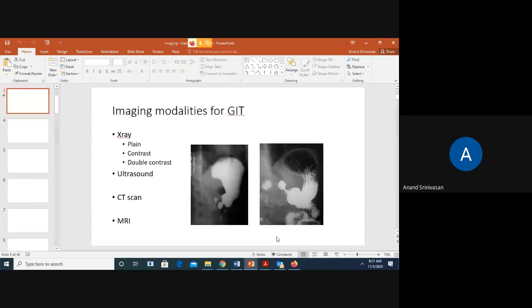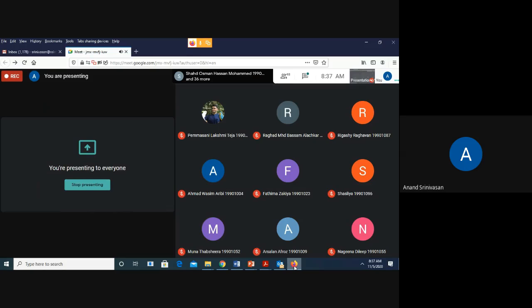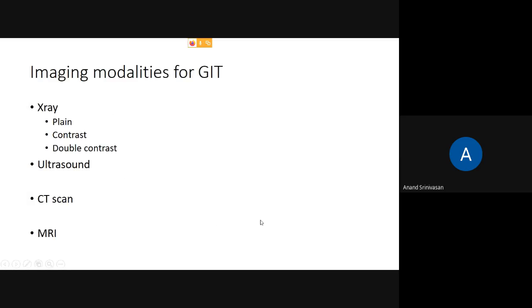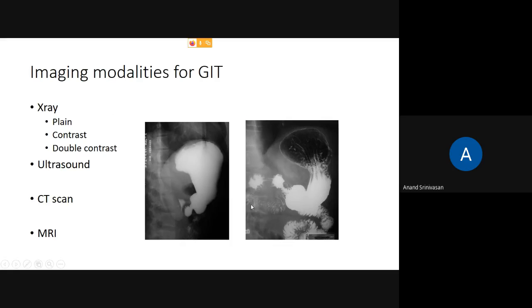Are you able to listen? Are you there? Okay. So this is a contrast X-ray. So where we can see the stomach, you can see the fundus body, the pylorus, okay, the pylorus and the duodenal cap.